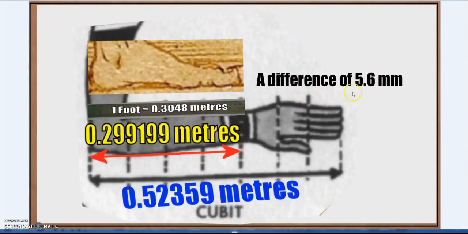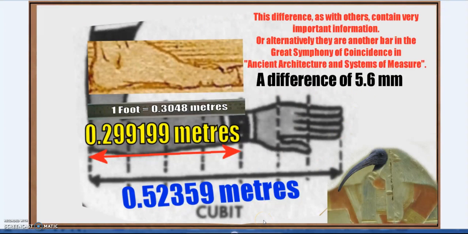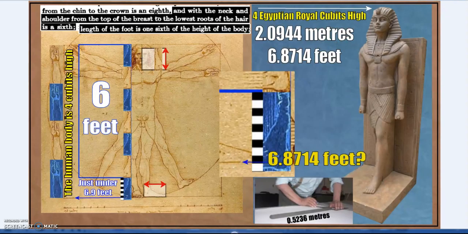We'll get back to that. There is a difference of 5.6 millimeters. That is extraordinarily important. This difference, as we'll see with others, contains extraordinary coincidence of measures. So either, and I'm going to show you that it is actually part of an important system, these differences in measures contain some very important information, or alternatively, it's another bar in the great symphony of coincidence. And at some point, coincidence ends and a pattern begins because it's measurable.